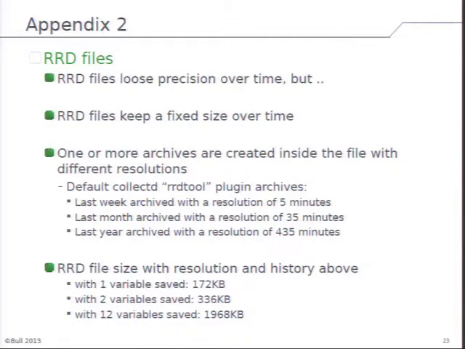So from these values, you can extrapolate the volumes that will be taken depending on the size of your file system and the number of file systems you want to monitor. It's easy to calculate the size. The point that is great about RRD files is that they don't evolve in time. Once it is created with its size, this size will never move.